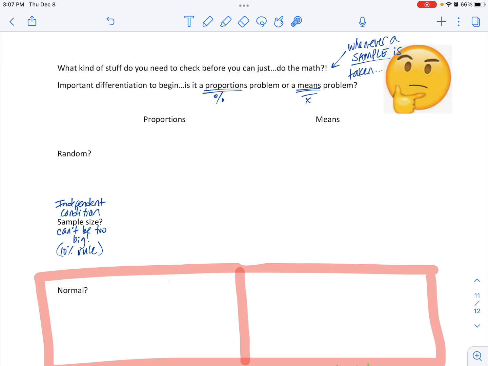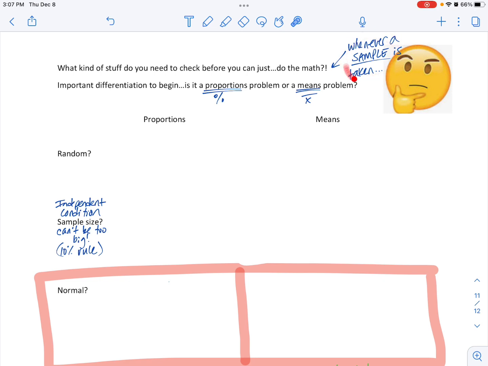Anyways, moving on. What kind of stuff do we need to do before we can just do the math? Okay, so look back at your FRQs that we've done. We did a couple of proportions problems. We did a couple means problems. Whenever you take a sample, so we did a sample of 10 women. We did a sample of 1,100, something that I can't remember off the top of my head. We did a sample of 1,500 first-year college students.